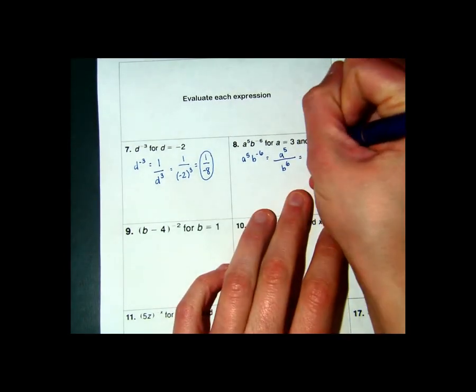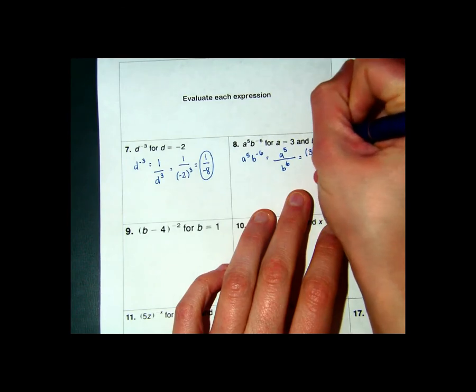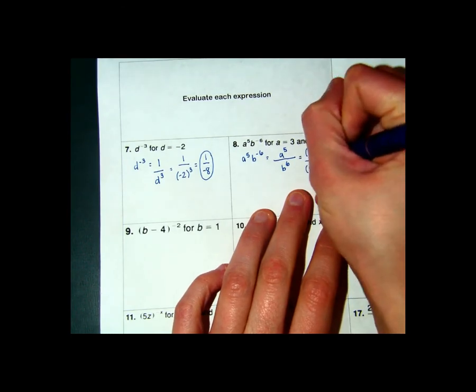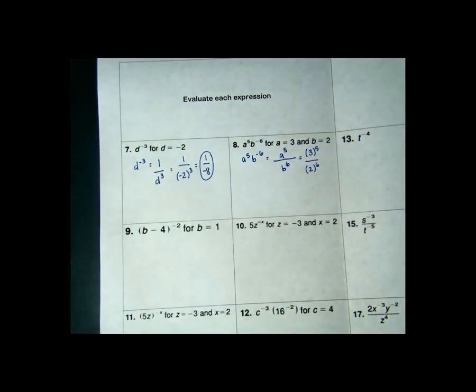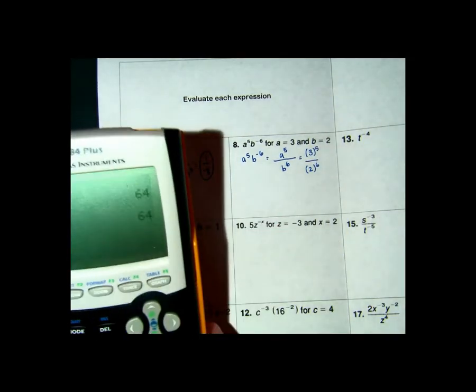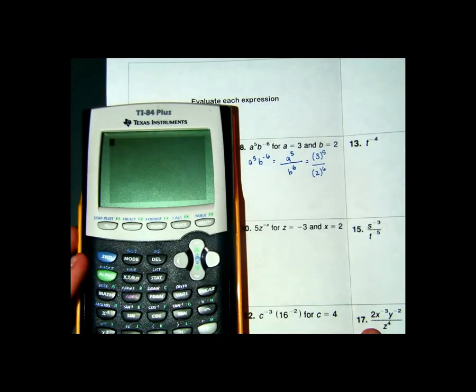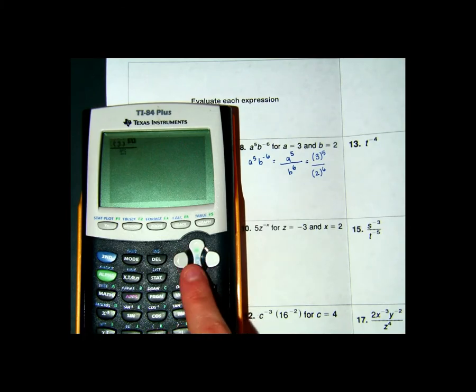I'm then going to plug in a 3 for A and a 2 for B. I'm then going to plug that in my calculator to simplify it. I'm going to go ahead and just do it all at once in a fraction. So 3 to the 5th, 2 to the 6th.